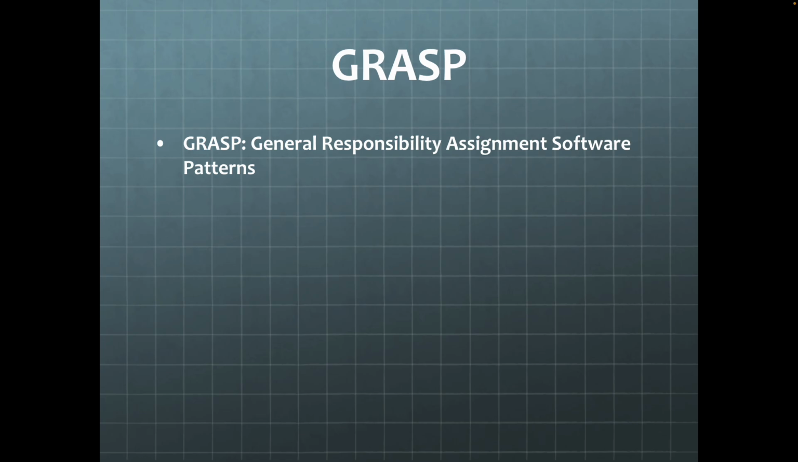Now, GRASP patterns are a level even below. GRASP is the lowest level of patterns. It's basically patterns that are so low level that they're focused on one object usually, or sometimes two objects at a time.